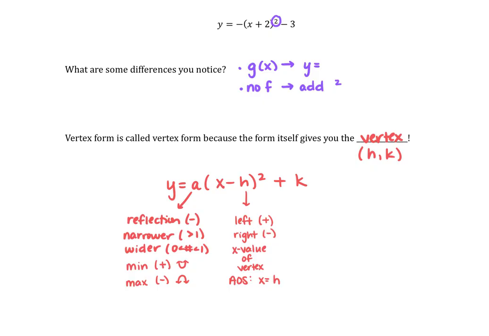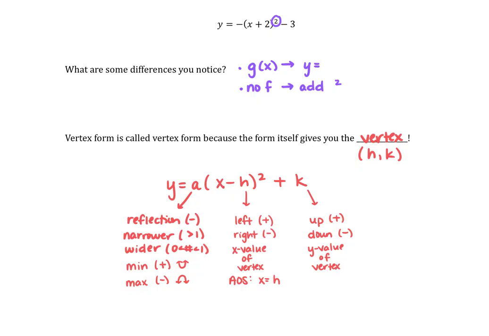All right, and my last piece, my k, it can tell me if it moves up, remember that would be a plus a number there. If it moves down, we would have minus a number there. It also gives me the y value of the vertex.